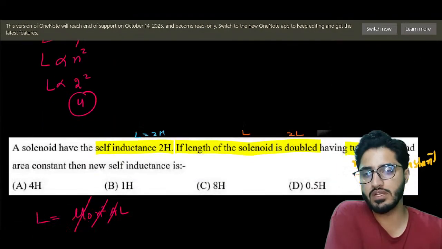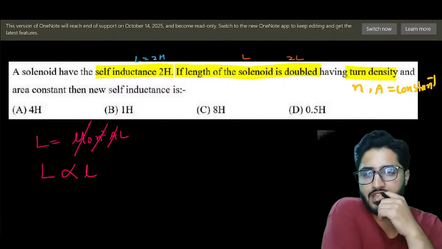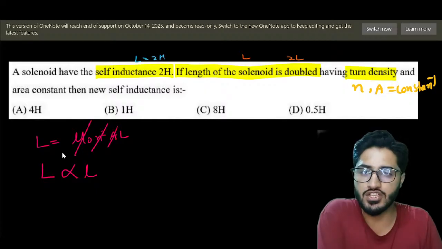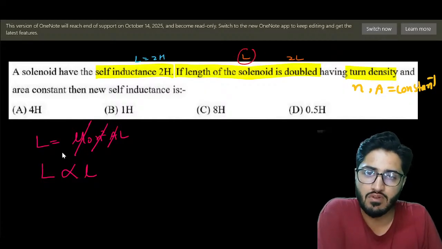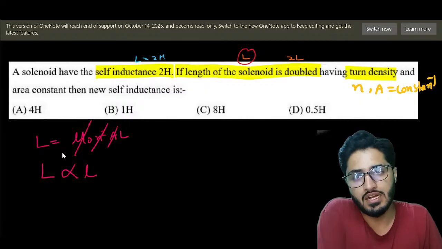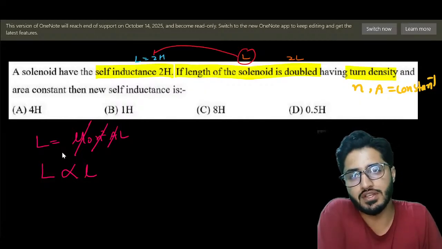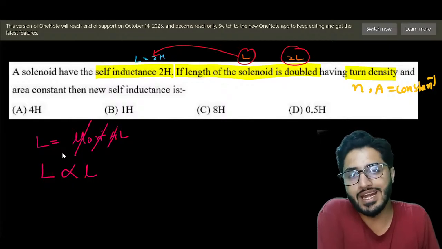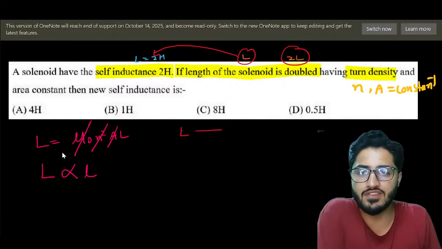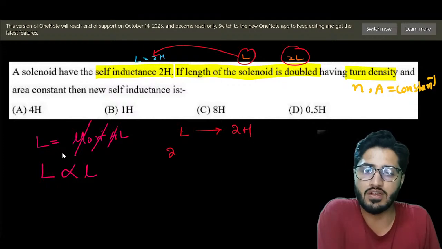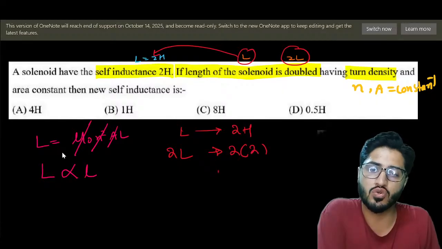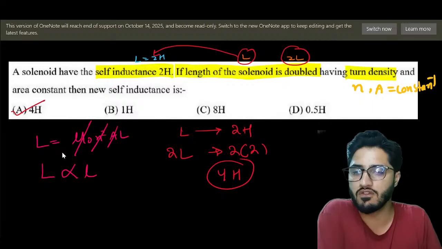Okay, now we are doing some numerical. So basically L is proportional to l. Initially my length was l, and the inductance was 2 Henry. Now we just doubled the length, it is 2l. So can I write now, initially if there is l, we have 2 Henry. Now we have 2l, so I can write 2 into 2 Henry, it is 4 Henry now.